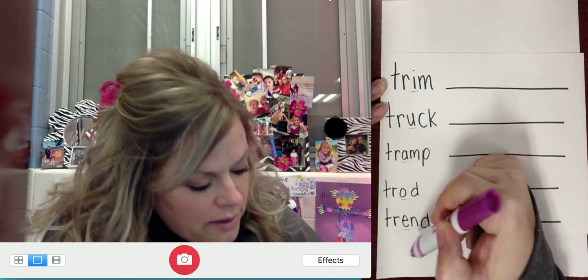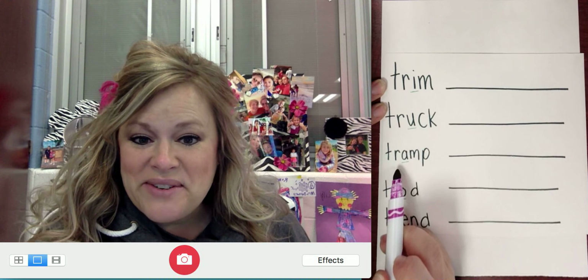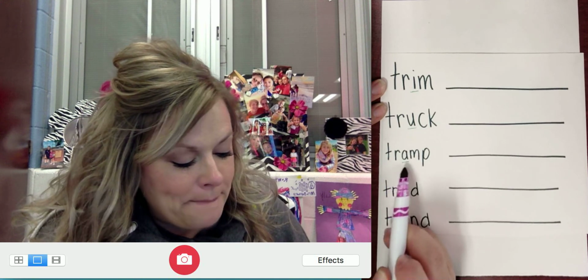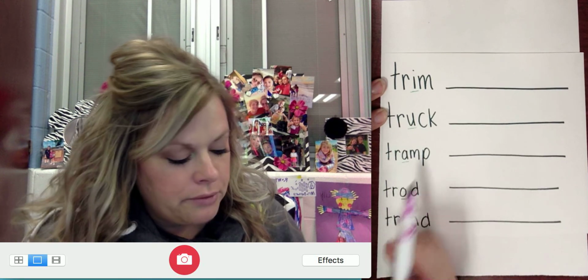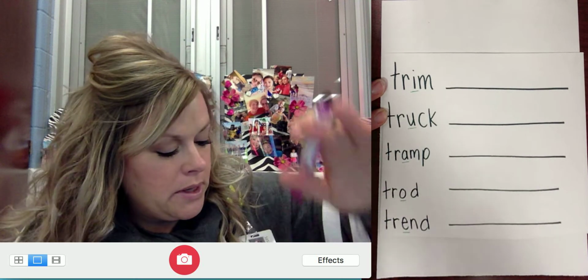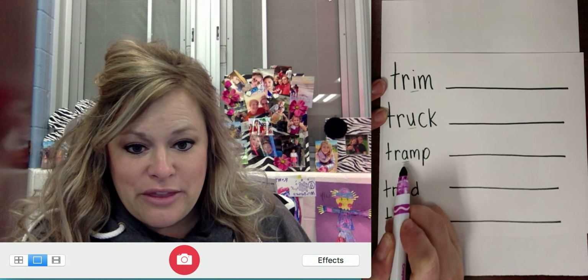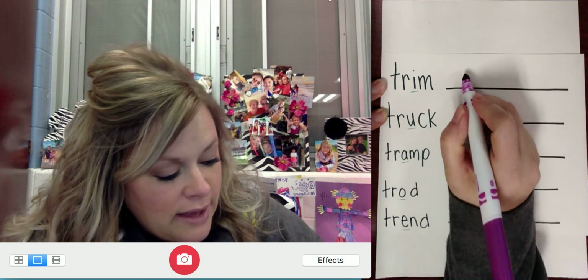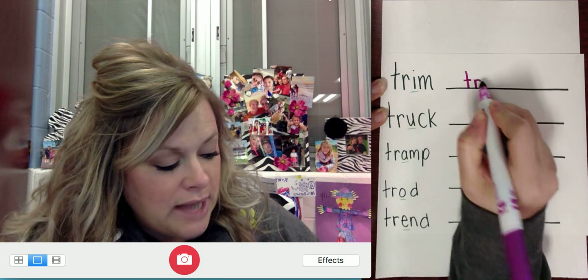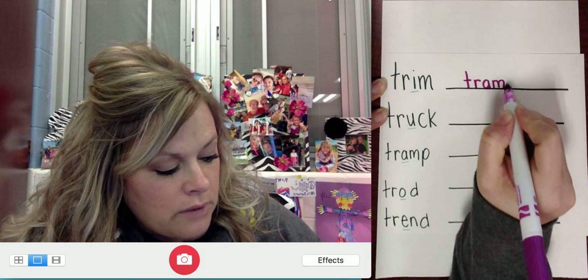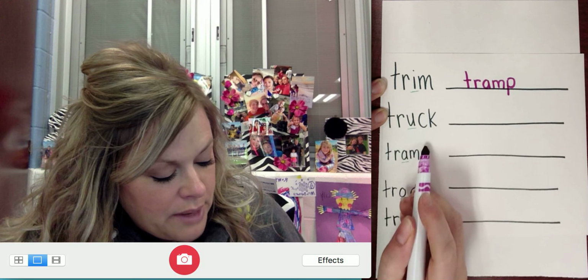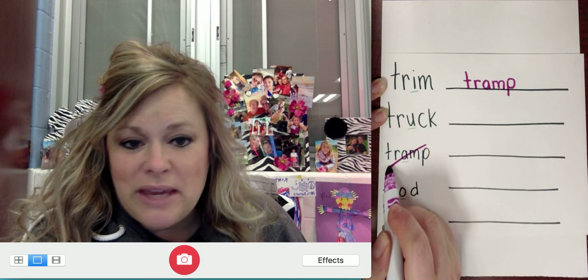A. I already found one. Tramp, to tramp through, or an elephant will tramp, has an A as the third guide letter. You don't have this paper, I'm just going to have you watch. I'm going to write that up here at the top, mark it off, and keep going.